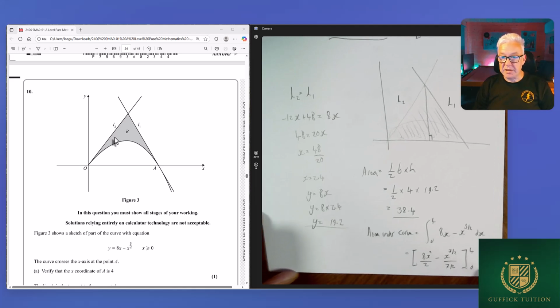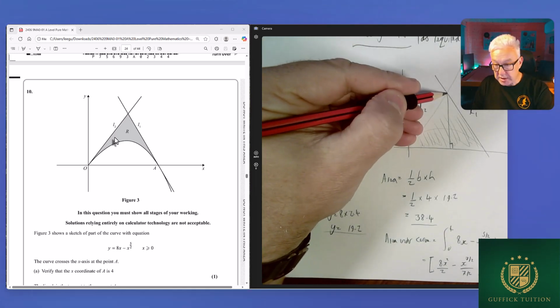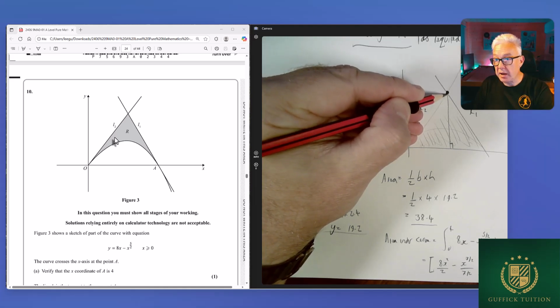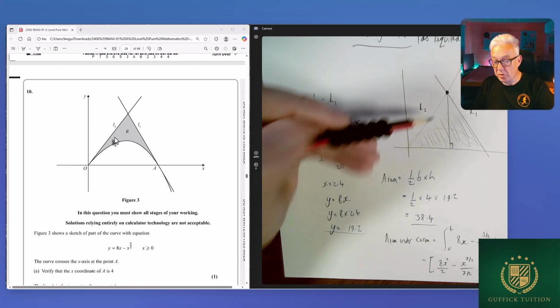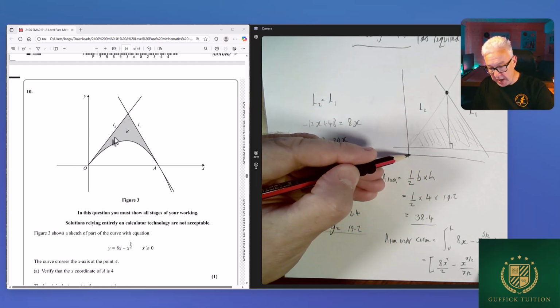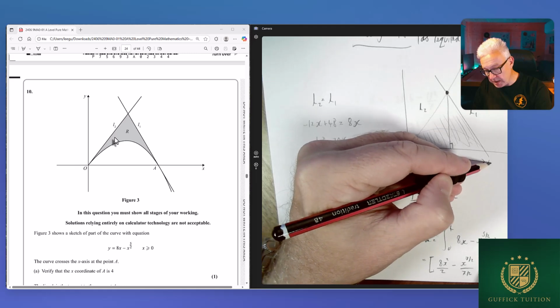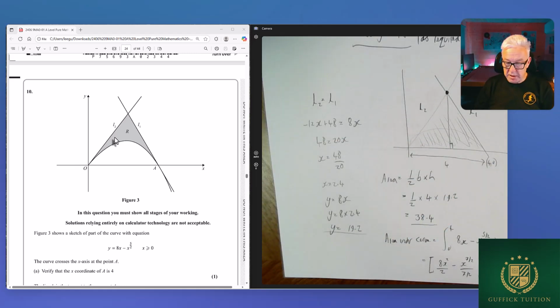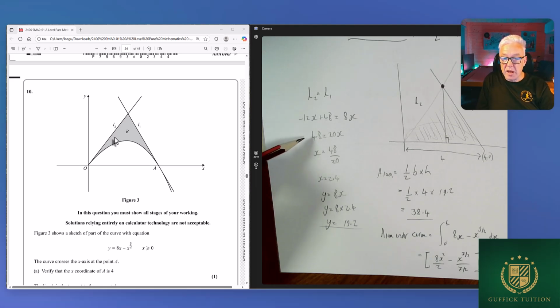So our first step is to find the area of this big triangle. Now, in order to do that, we need to know the coordinate of this point here, because that's going to give us our perpendicular height of our triangle. We already know the base is 4 because we know that the coordinate of this point is 4, 0. So let's put L1 and L2 equal to each other. So the equation of L2 is 8x and L1 is that one. So we put them equal to each other and solve.